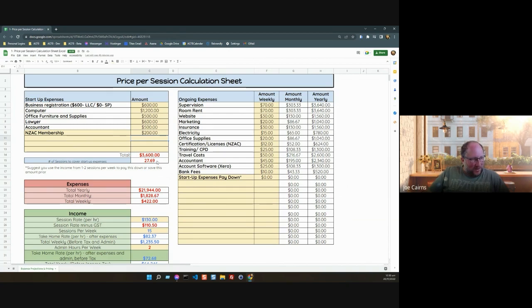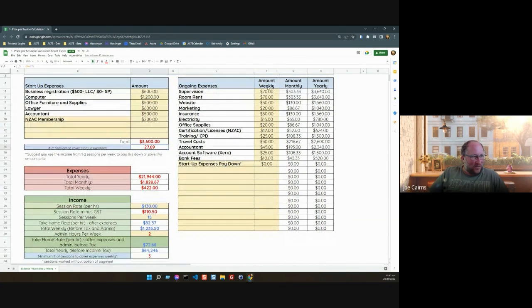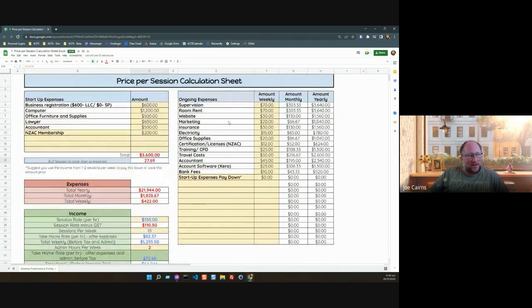And then what this does is if you put in what your session rate is going to be, it will tell you, okay, at that session rate, this is how many hours it would take you to pay back and cover those startup expenses. It's just something to understand, like, how big is my cost to getting going and how quickly am I going to be able to cover that off and be at a point where I've paid back those startup expenses. And then on the right, we have all of your ongoing expenses.